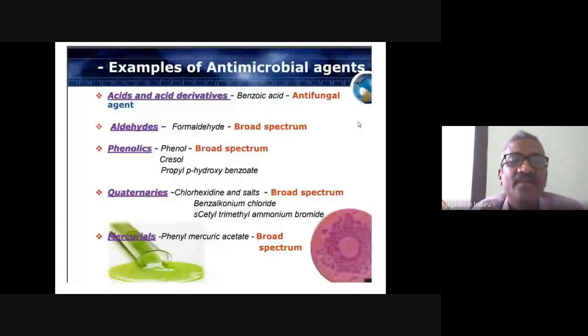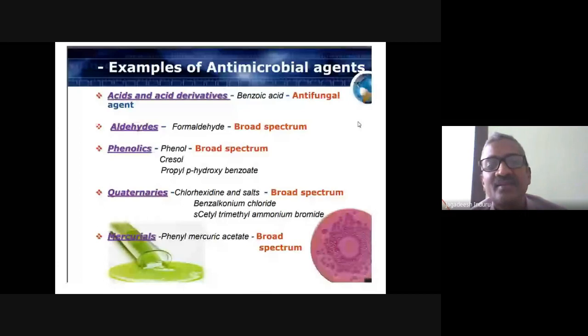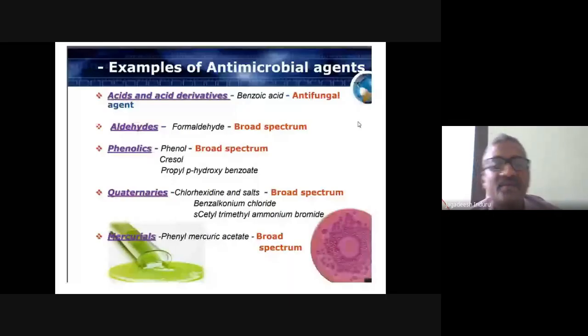Phenolics: phenol, cresol. This is also put in the topical but broad spectrum. Propyl parahydroxybenzoate is also a phenolic compound. Quaternaries: chlorhexidine salts, benzalkonium chloride, cetyl trimethyl ammonium bromide, which will be used in the quaternary group. Mercurials: phenyl mercuric nitrate, because of the lead poisoning. That is the reason it is restricted to use now.